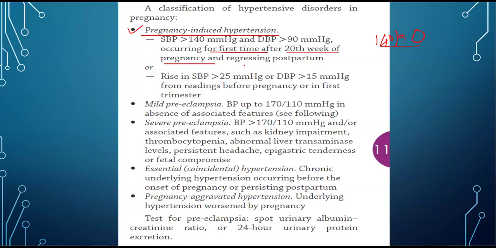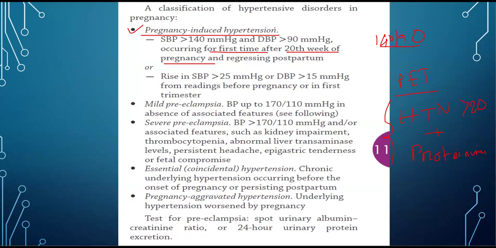Now we know about preeclampsia. A preeclampsia patient will have hypertension after 20 weeks of pregnancy, plus they will have proteinuria. That means they will lose protein in their urine. That's the time we call it preeclampsia. Preeclampsia can be divided again into mild and severe.